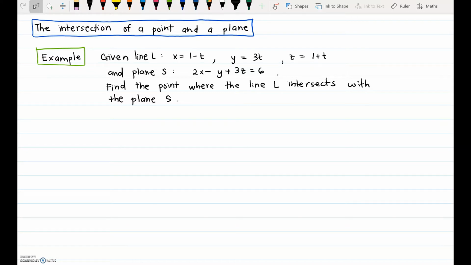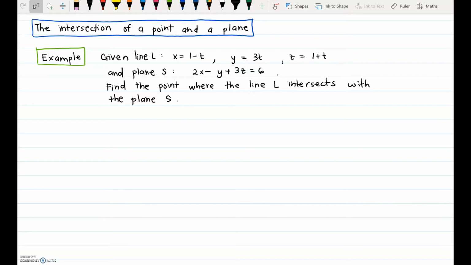Given a line L: x equals 1 minus t, y equals 3t, and z equals 1 plus t, and a plane S: 2x minus y plus 3z equals 6. Find the point where the line L intersects with the plane S.